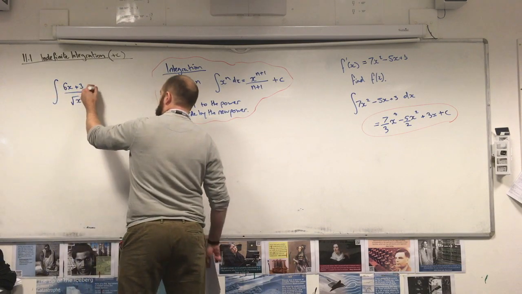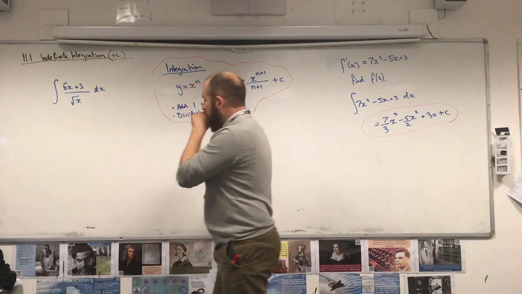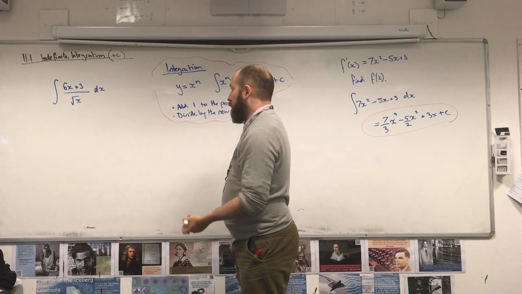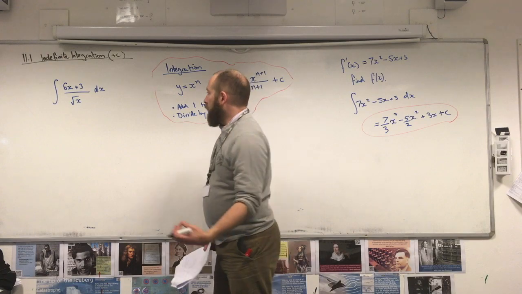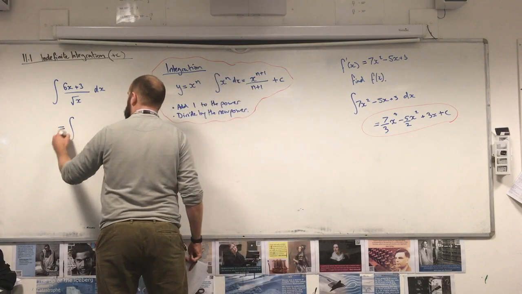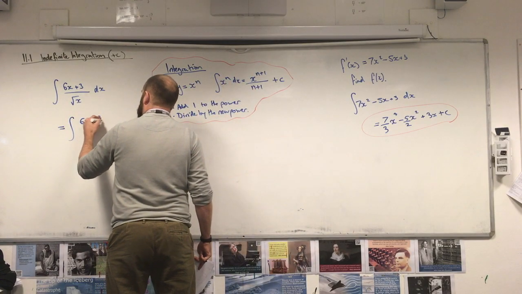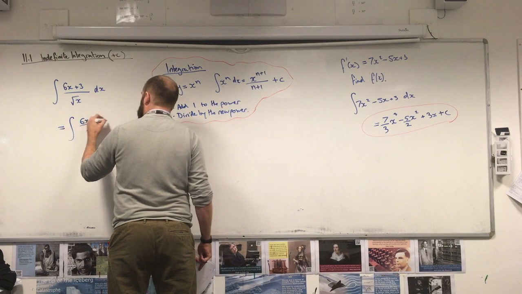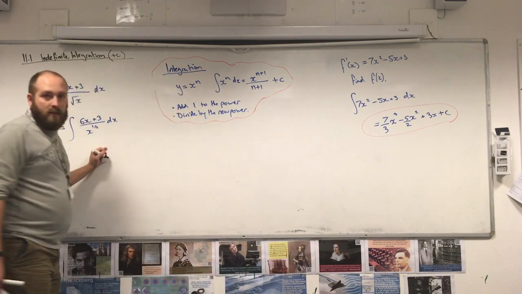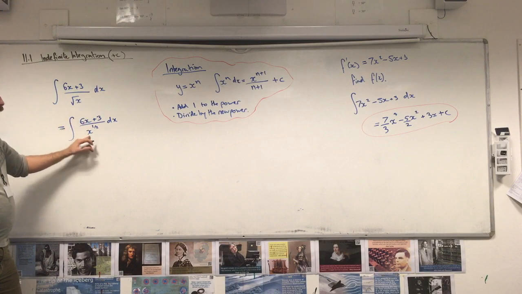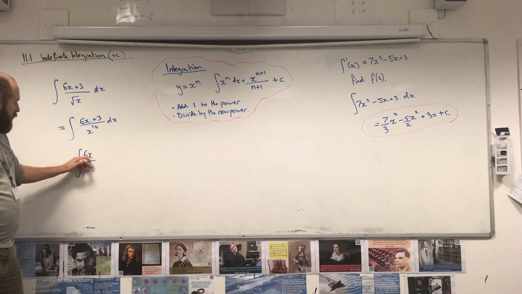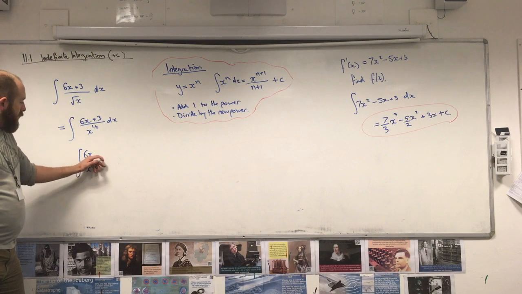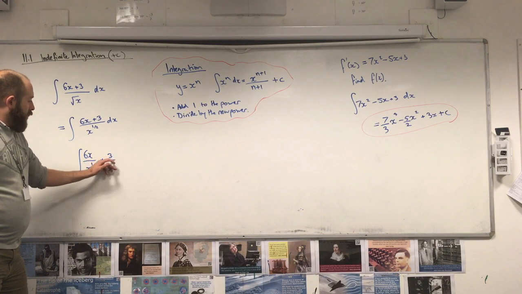So integral of 6x plus 3 over root x. Now we can't just jump in and integrate it because we've got fractions and loads of stuff going on. What we're going to do first is simplify this. So we get integral of 6x plus 3 divided by x to the half. And now I can turn this into two fractions because we've got one thing on the bottom, two things on the top. So we can say it's the integral of 6x over x to the half plus 3 over x to the half.